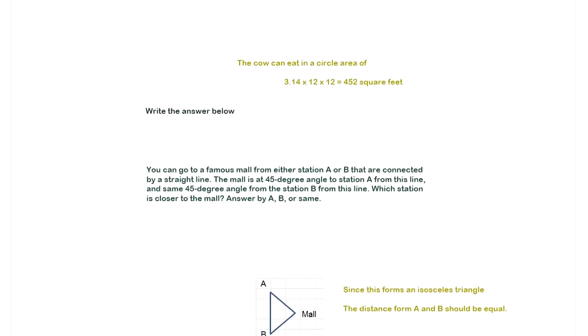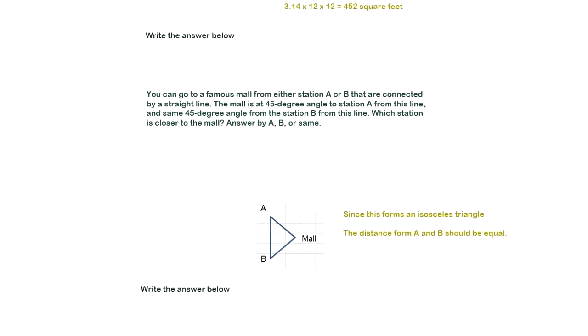You can go to a famous mall from either station A or B that are connected by a straight line. The mall is at a 45-degree angle to station A from this line, and the same 45-degree angle. Okay, so these are a little bit tricky, right? It's a triangle line. So which station is closer to the mall? Answer by A, B, or same.